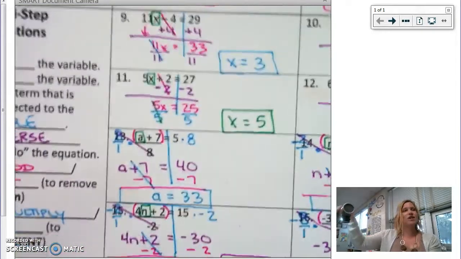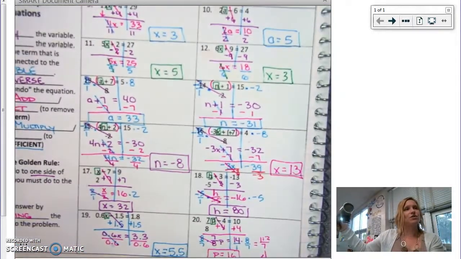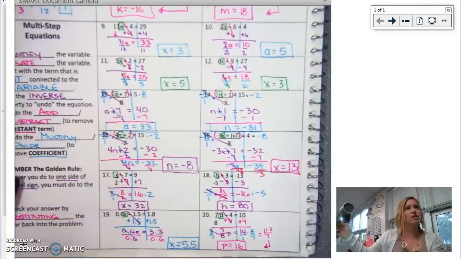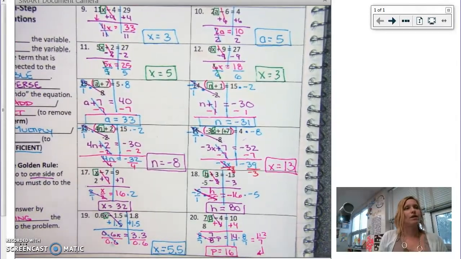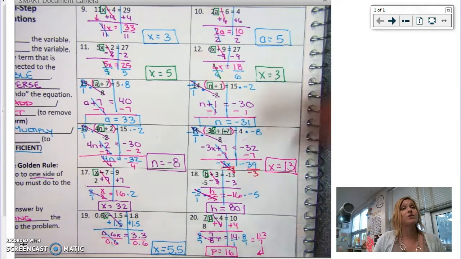All right, guys, so here is the answers to the rest of the notes. Again, feel free to pause the video, look through my examples. I showed all the work. I showed all my steps in the process.